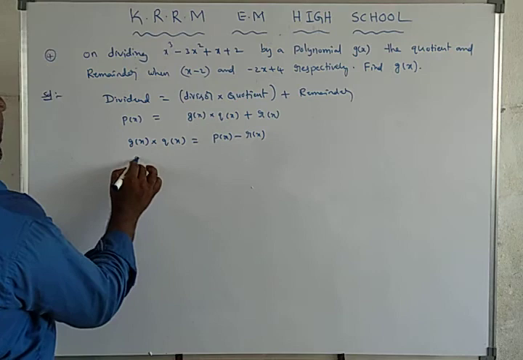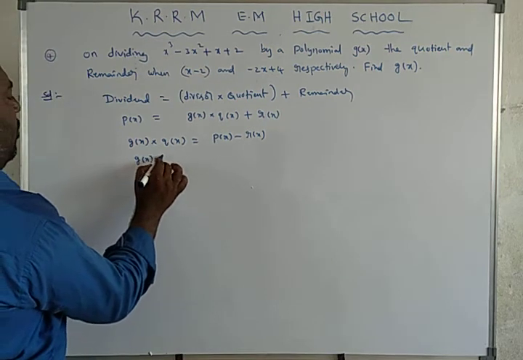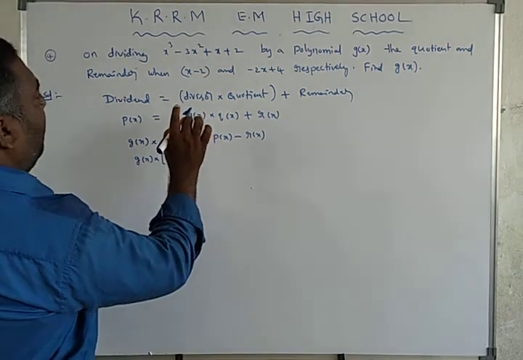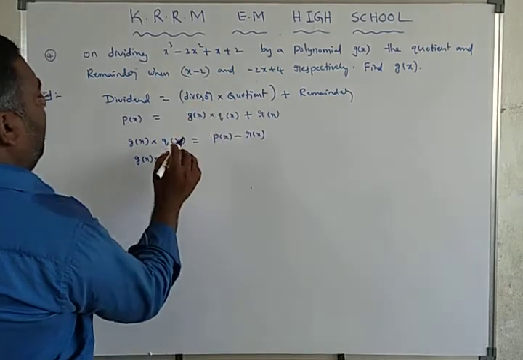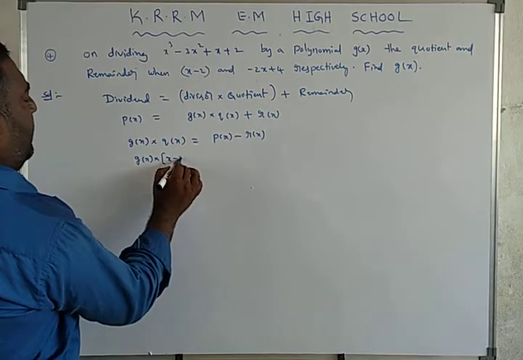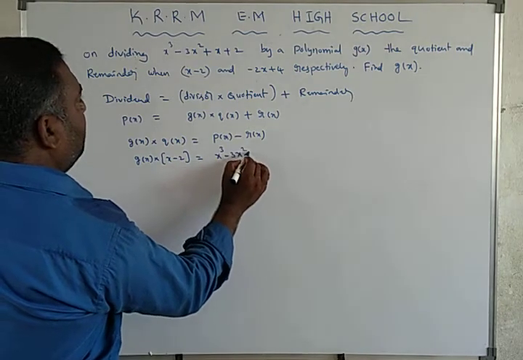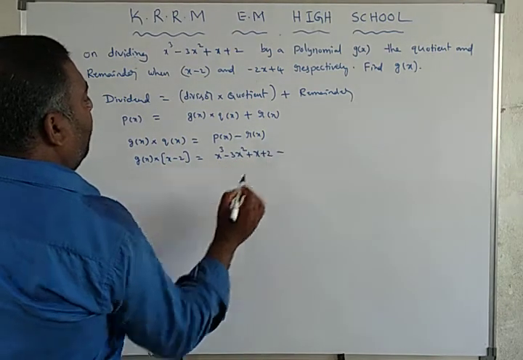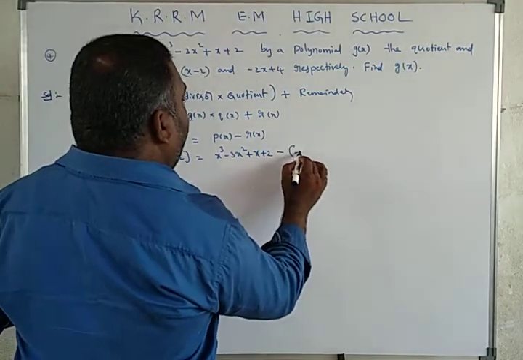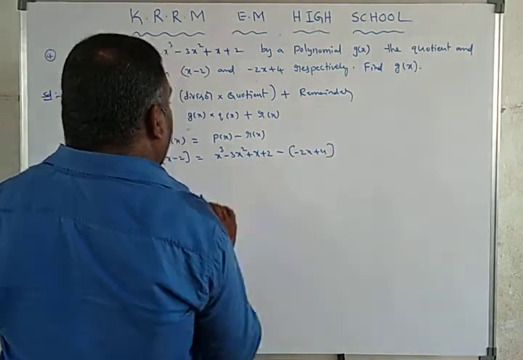What is g of x? We find g of x. g of x into what is q of x? The quotient and remainder were x minus 2 and minus 2x plus 4. So g of x into x minus 2 is equal to p of x, x cubed minus 3x square plus x plus 2, minus remainder. What is remainder? Minus 2x plus 4.